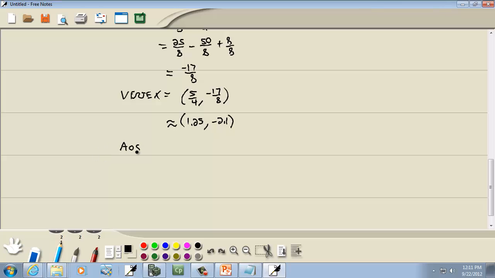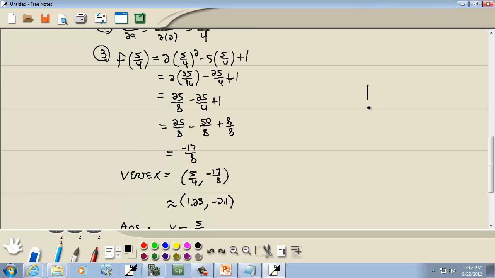Now our axis of symmetry. That's going to be the x part of our vertex. So x is equal to 5/4. We've already said that this opens up, which means we have a min. So our min is going to be negative 17/8. Sometimes that's written in point form, like I say.